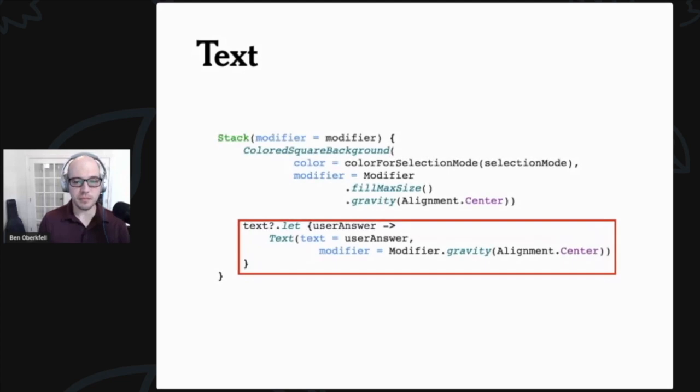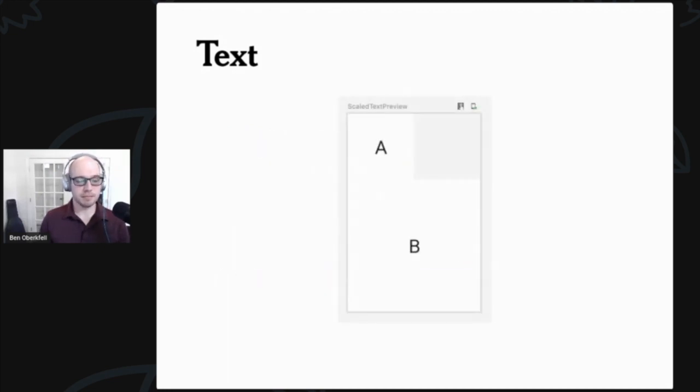So next, we're going to take our stack and add a text view. Since our text is possibly nullable, we don't want to do this until we actually have a value. And so we'll go ahead and put that user answer that the user typed in. And we're also going to put a text view similarly with gravity and center. And when we do that, we look at our preview, I'm going to make a big square and a small square size. And we've got that text in the center.